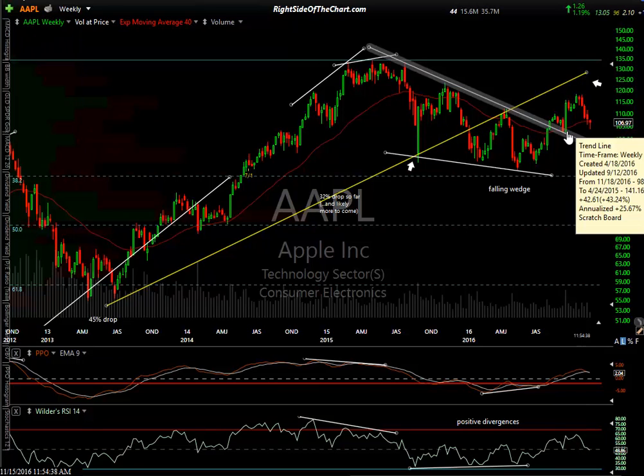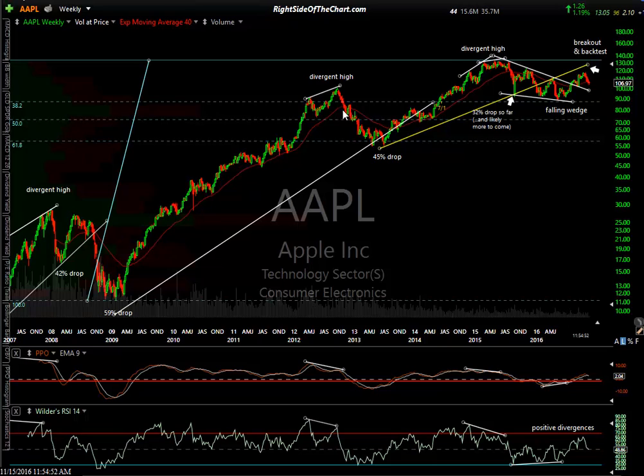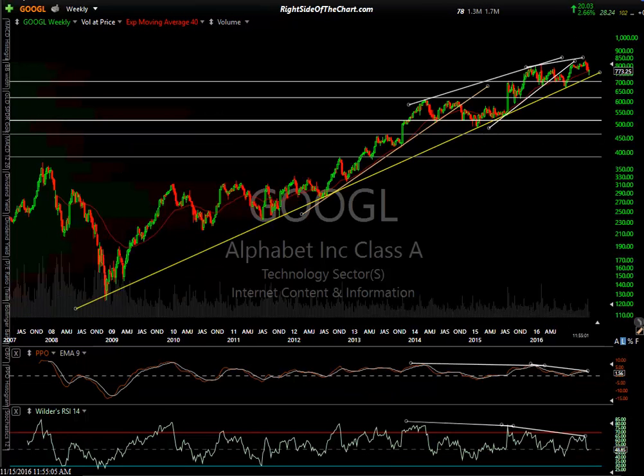If it takes out that low where it backtested, then it's also going to be below that 40-week moving average. The evidence is mounting that the trend is now that Apple's rolling over, this bearish PPO cross, the RSI moving back down. So there's one. I spent probably more time than we should on Apple, but again, it's a pretty important stock, both psychologically and as well as its heavy weighting in the NDX.